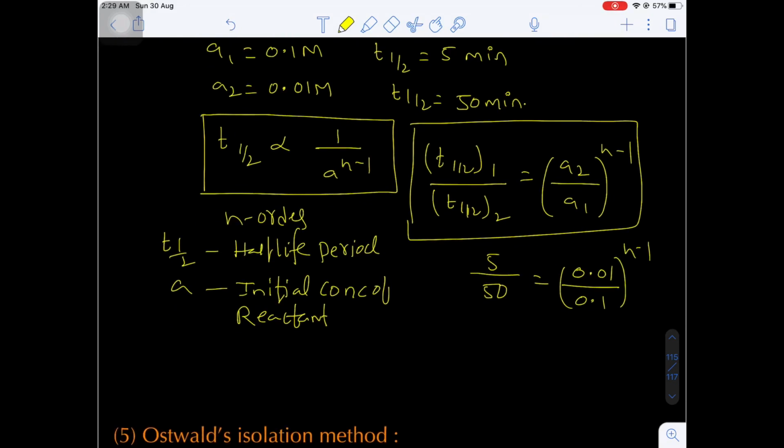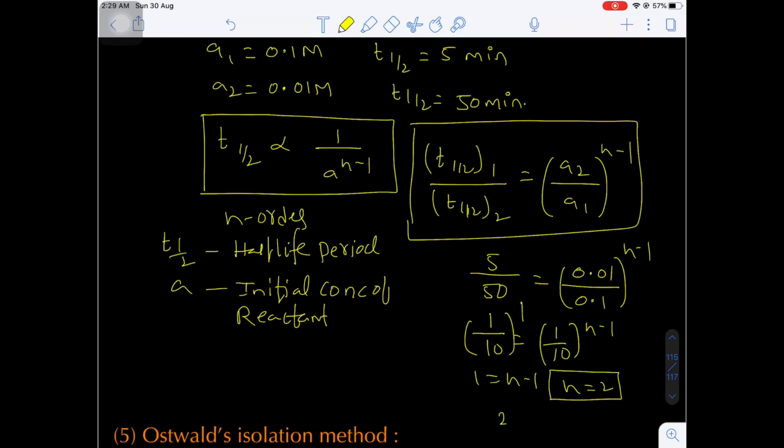n minus 1. Okay. So this will be 1 by 10. Here you will get 0.01 by 0.1, that is 0.1. So 1 by 10, nothing but 0.1 to the power n minus 1. Now here also bases are equal, so powers must be equal. So the n value is 2. That means this is a second order kinetics.